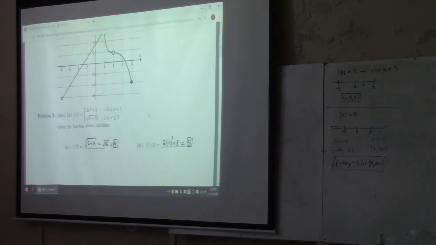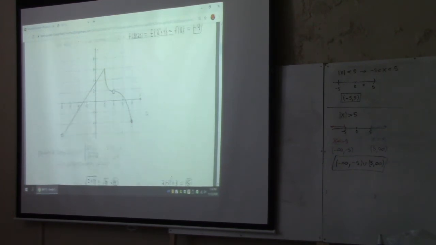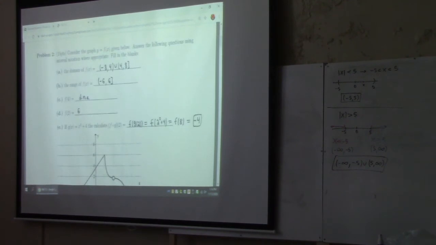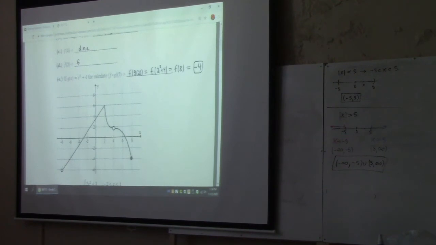It's not that hard. Wait, I have a question about part B, number 2. Part B? What about it? How is 6? These are the y values? No, D. Oh, D. F of 2 is 6, because when we plug in 2, we get 6. Oh yeah, 2 comma 6. The y value is 6 when the x value is 2.